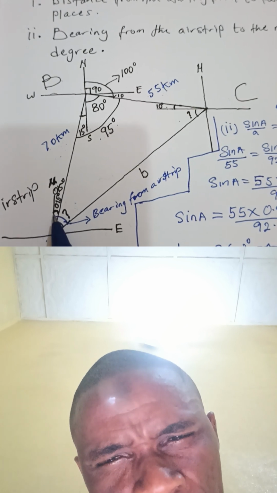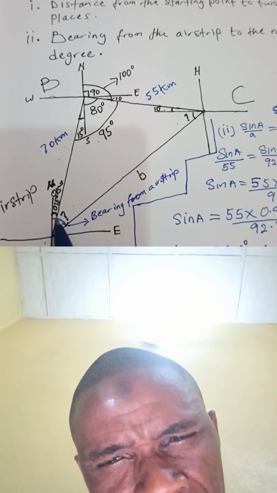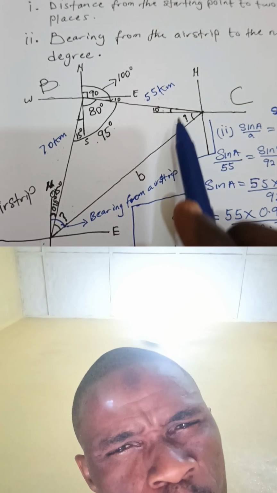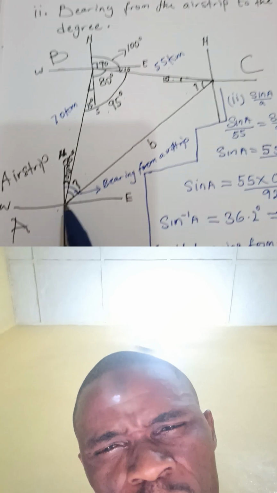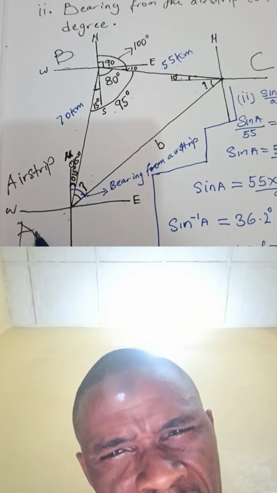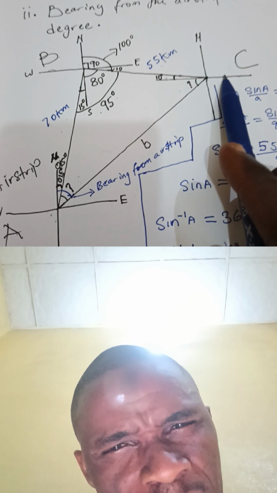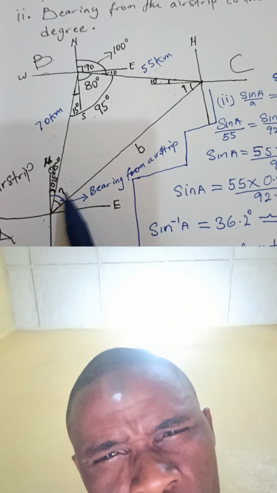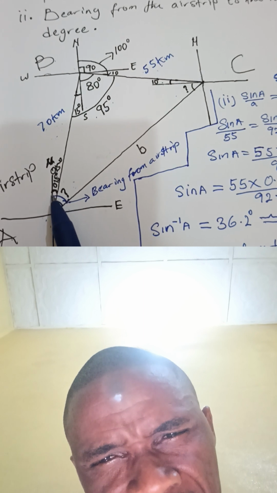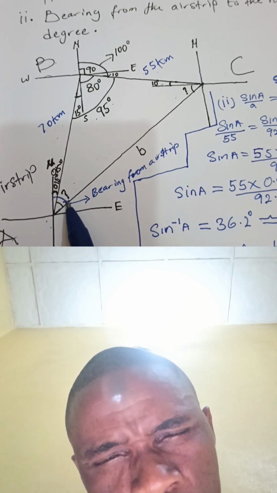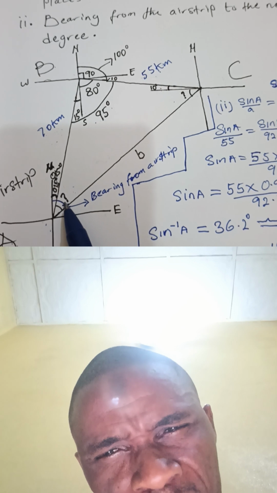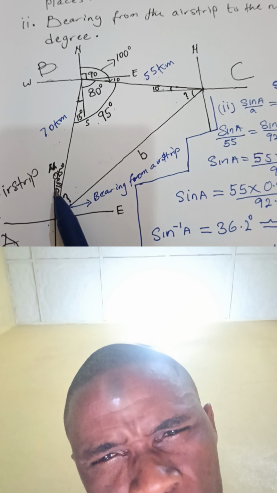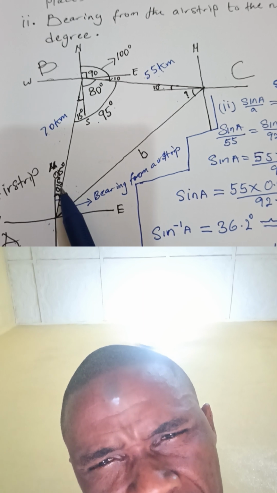So you start from this pole, from where they ask you to calculate it, and stop whenever you get to the line that connects the 2 points together. The 2 points we are talking about here are point A, which is the starting point, and point C, which is the final destination of that plane. So once you get here, the mark you take like this is the bearing of that plane from the airstrip.